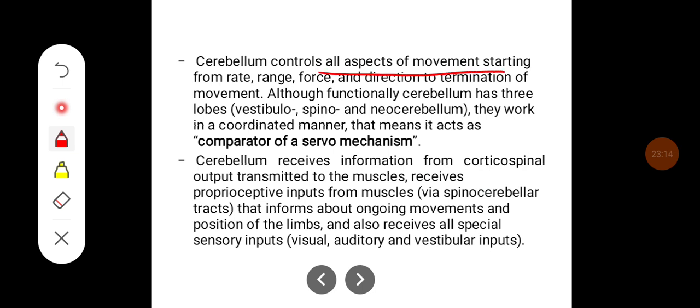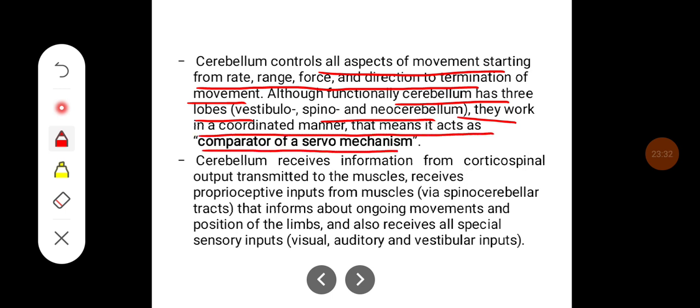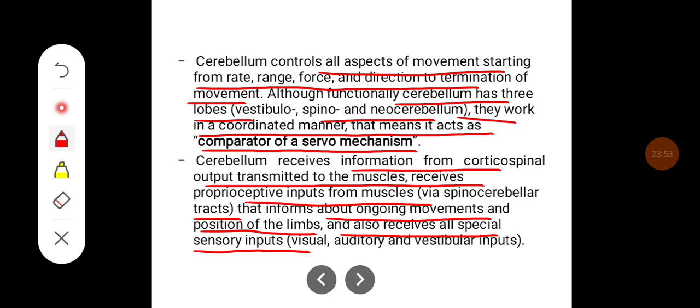Cerebellum controls all aspects of movement, starting from rate, range, force, and direction to the termination of the movement. Although functionally the cerebellum has three lobes, that is vestibulocerebellum, spinocerebellum and neocerebellum, they work in a coordinated manner. That means it acts as a comparator of a servo mechanism. The cerebellum receives information from corticospinal output transmitted to the muscles, receives proprioceptive inputs from the muscles via spinocerebellar tracts that inform about the ongoing movements and position of the limbs, and also receives all special sensory inputs, that is visual, auditory, and vestibular inputs.